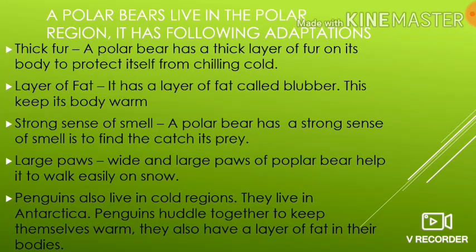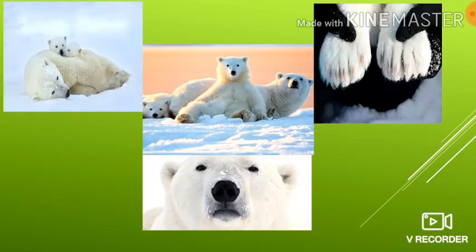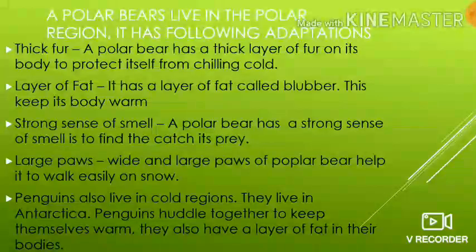Number one, thick fur. A polar bear has a thick layer of fur on its body to protect itself from the chilling cold. Second, a layer of fat. It has a layer of fat under the skin. This is called blubber. This keeps its body warm.